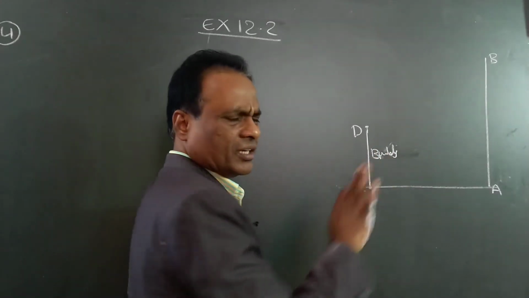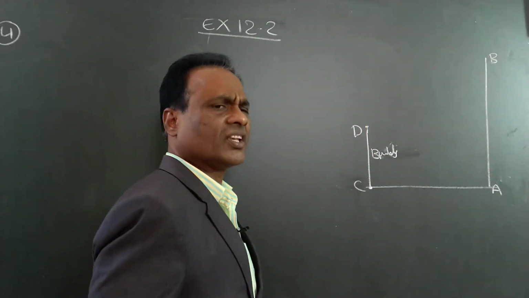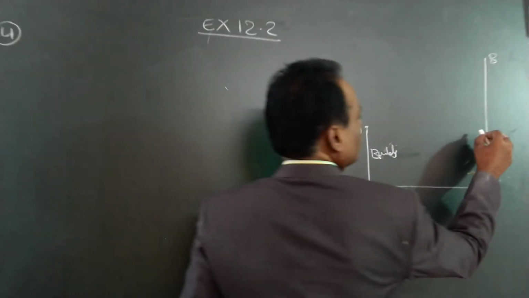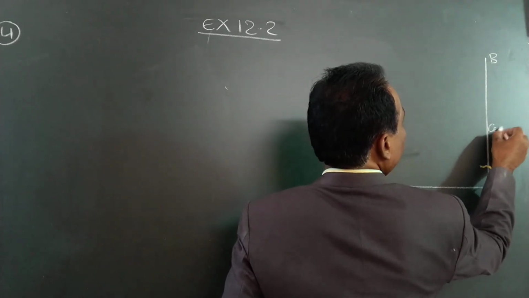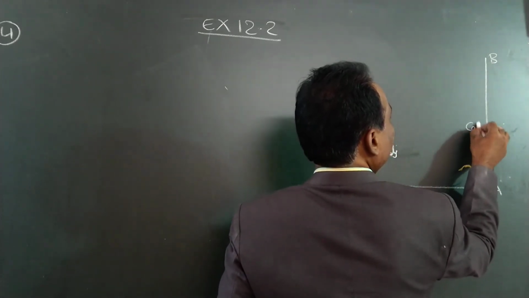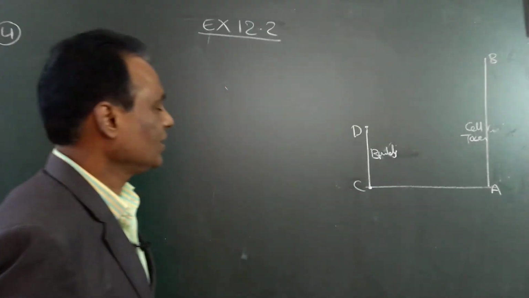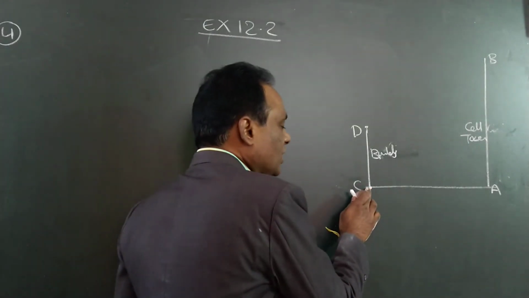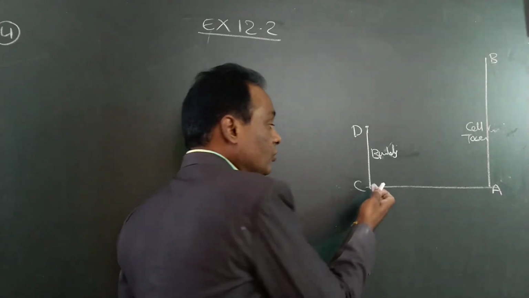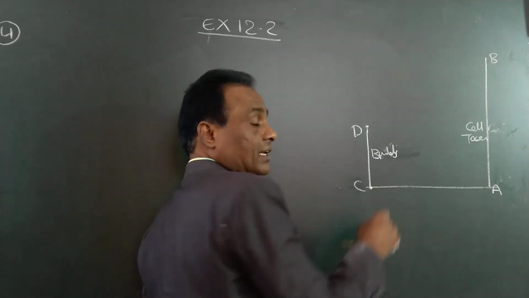So don't write that building and all, only lines are sufficient. Just for explanation I am writing the building, and this is the cell tower. This is the building, this is the foot of the building, this is the top of the building.